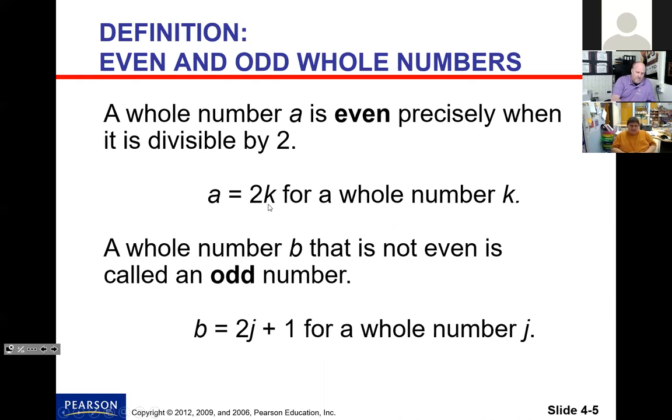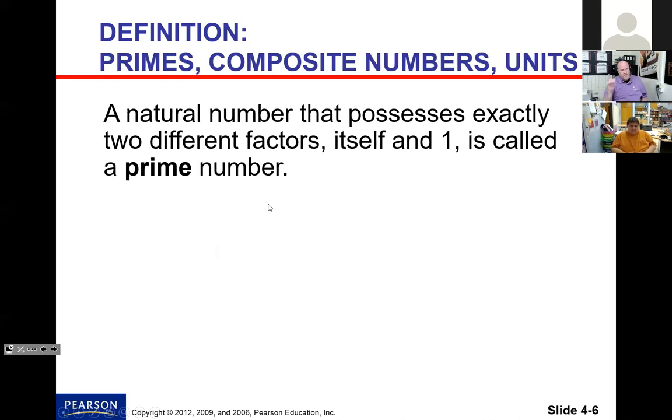Okay, now moving on, the next one is prime numbers. We talked about this last week, I think, right? Prime numbers are anything divisible by itself and 1, so it only has 2 factors. Remember, factors are 2 numbers that, when multiplied, give you the number. So a prime number is exactly divisible by itself and 1. It's called a prime number.